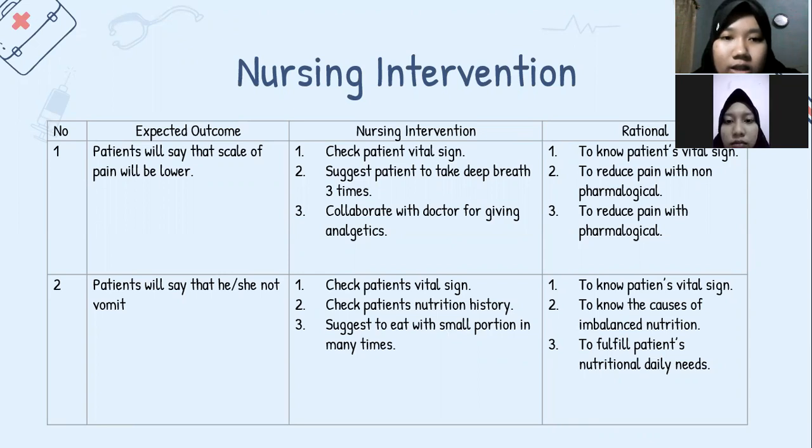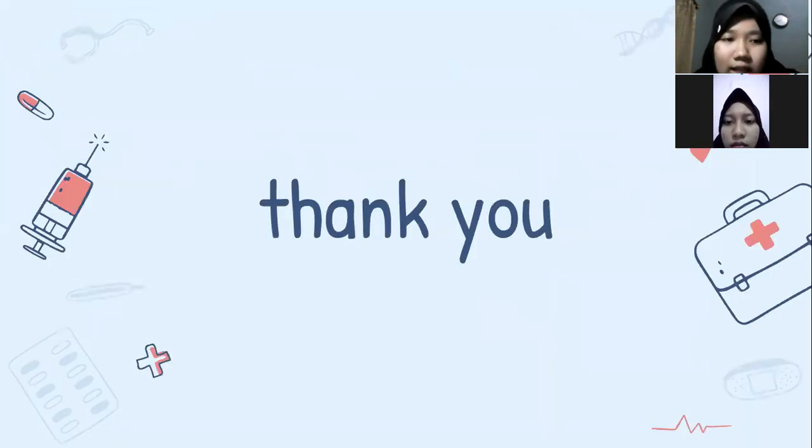Nursing implementation is check patient's vital signs, check patient's nutrition history, and suggest to eat with small portions many times. The rationale is to know patient's vital signs, to know the causes of imbalanced nutrition, and to fulfill patient's nutritional daily needs. So that's from us.